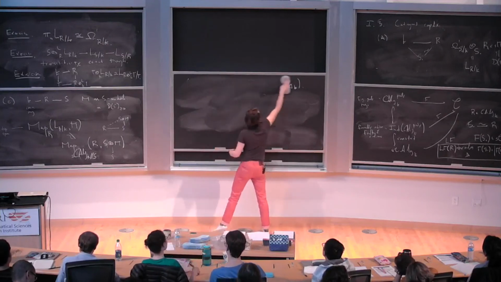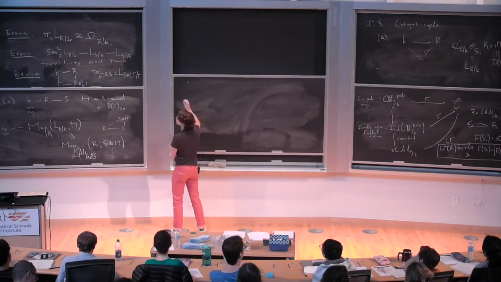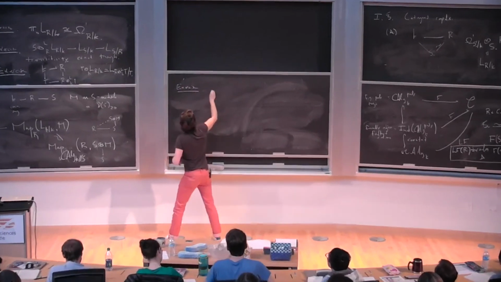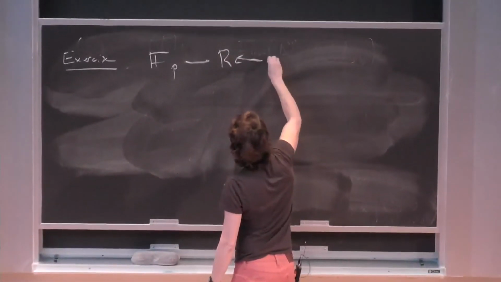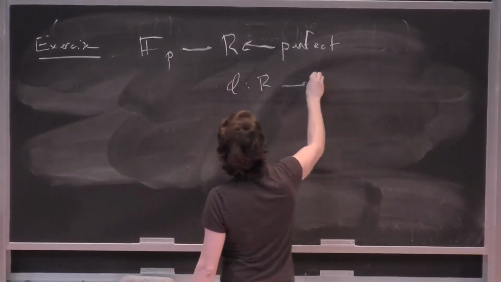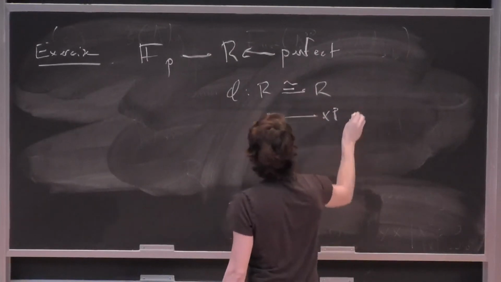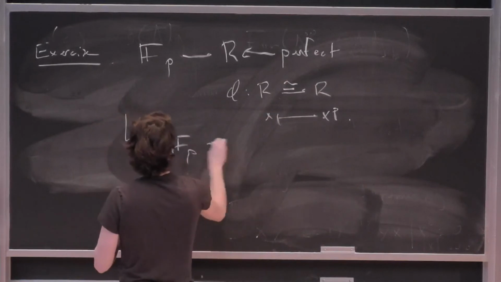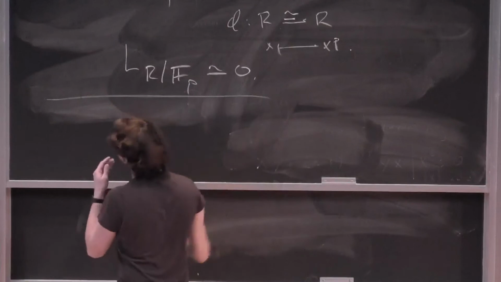Okay, oh, and let me give one more exercise. I'm just going to give exercises instead of explanations for time reasons. So let R be a perfect F_p algebra. That means that the Frobenius map from R to R, which takes x to x^p, is an isomorphism. So prove that the cotangent complex of R over F_p is 0. Okay, that's another exercise to do.